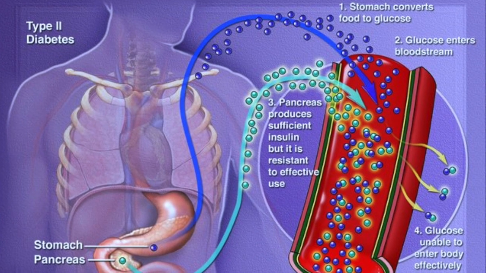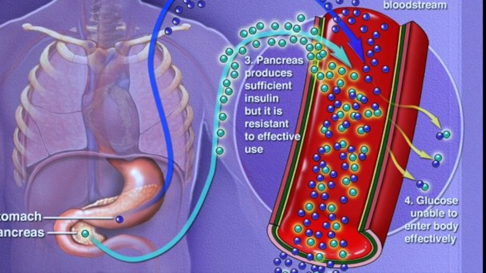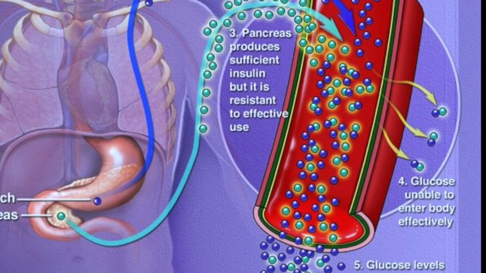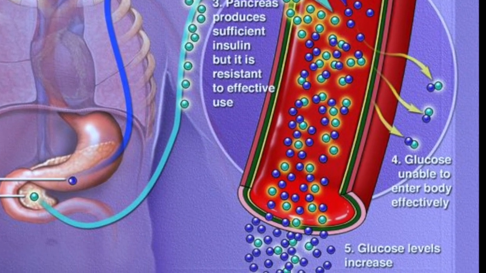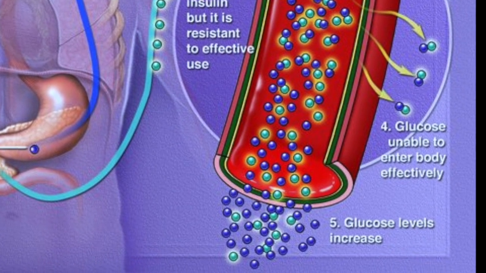With type 2 diabetes, enough insulin is released. However, the body's cells do not properly respond to the insulin, and the chain reaction that opens the cell membrane to glucose does not occur.